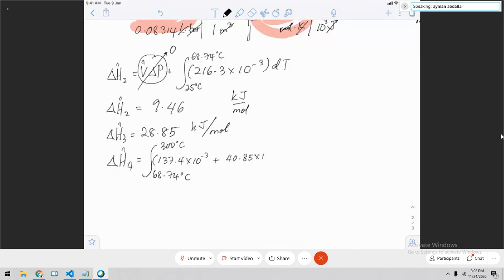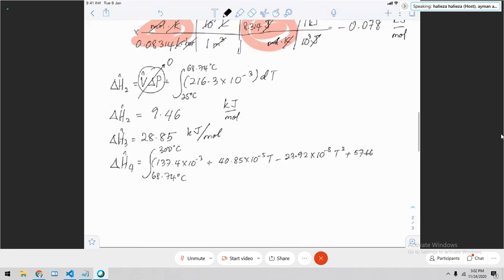T, temperature. Next, negative 23.92 times 10 to the negative 8. And lastly, your D, 57.66. I don't have enough space. Okay, 10 to the power of negative 12, T cubed dT. Please integrate. Thank you very much for helping.